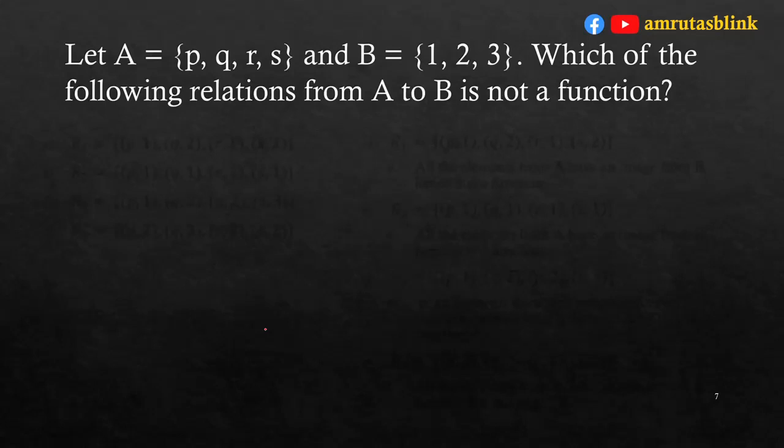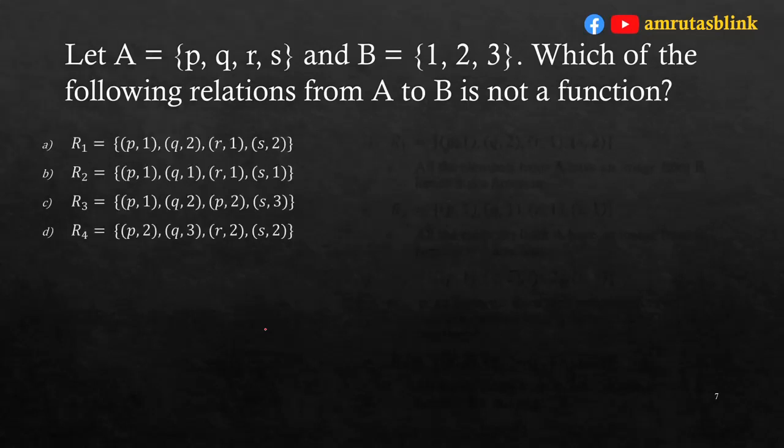Moving to next problem. Let A is equal to PQRS and B is equal to 1, 2, 3. Which of the following relations from A to B is not a function? R1 is equal to P1 Q2 R1 S2. R2 is equal to P1 Q1 R1 S1. R3 is equal to P1 Q2 P2 S3 and R4 is equal to P2 Q3 R2 and S1. Now we will find out for each one.